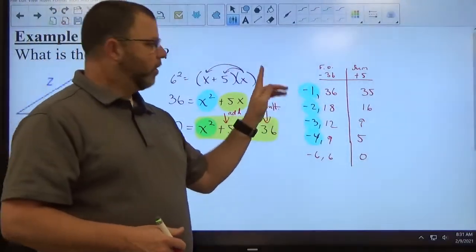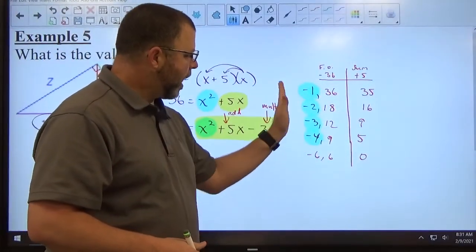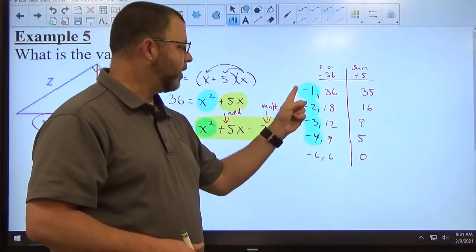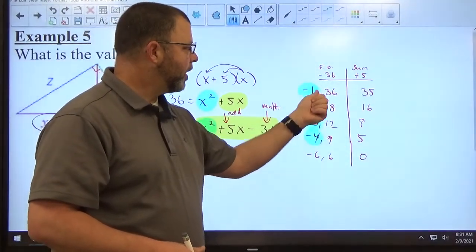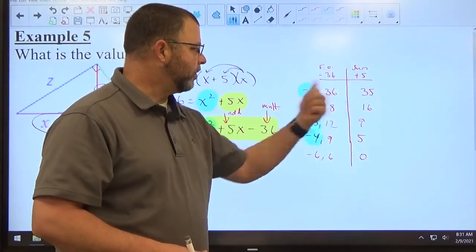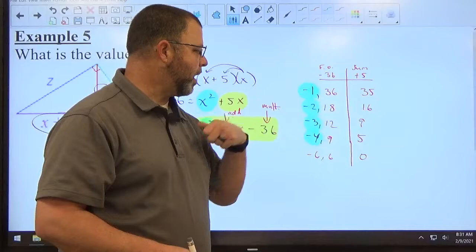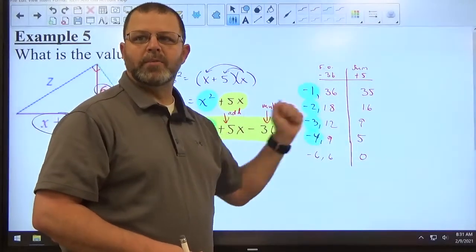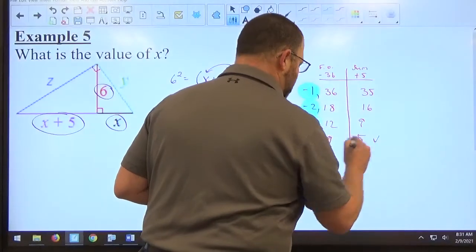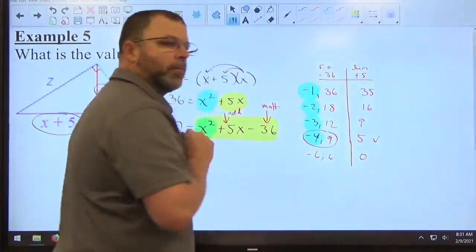Okay. So I pick this number, I figure out what it takes to make the product be 36, and then I algebraically add the numbers. Negative 1 plus 36 is 35. Negative 2 plus 18 is positive 16. Negative 3 plus 12 is positive 9. Negative 4 plus 9 is positive 5, and so on. I wanted a positive 5, which is right here, which means that's my magic pair of numbers.